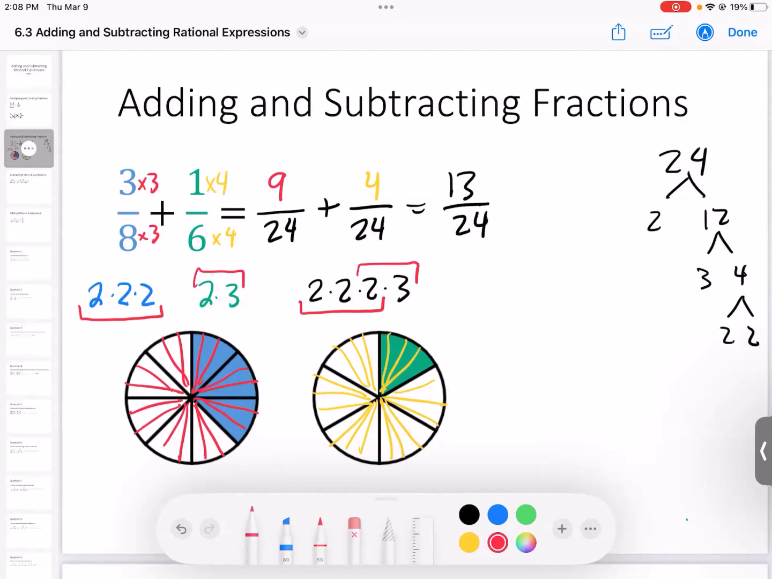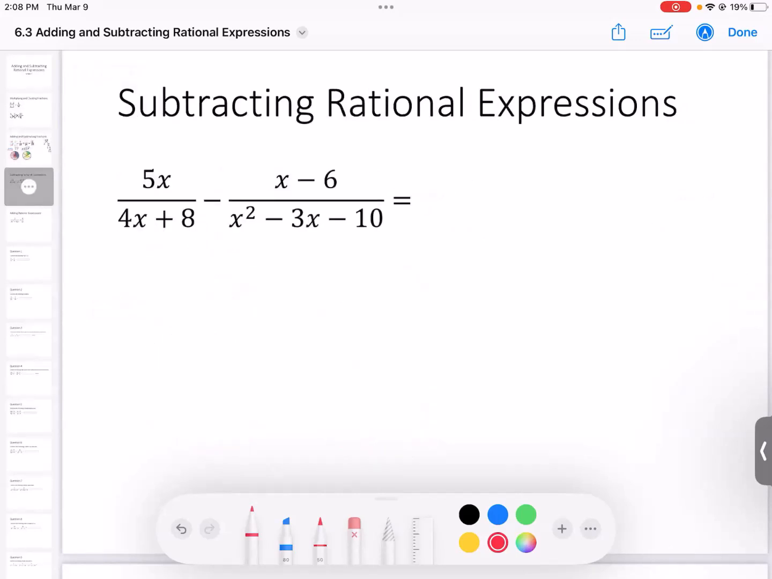Okay, so let's look at what this would look like if we're adding and subtracting polynomials together. The first thing we want to look at is what are the factored versions of the denominators. You don't necessarily have to worry about factoring the top of the fractions, and I'll show you why in just a second. But we do want to factor the bottom. So for the first fraction, we have 5x over, and that first polynomial can be factored. We can factor out a 4 because they both have a 4 in common, and we'll be left with x plus 2.